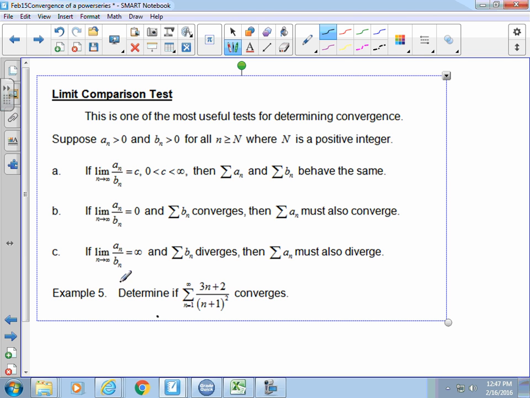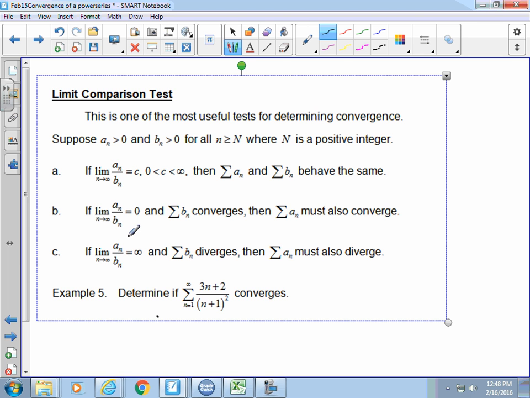Similarly, do you see the similarities between this and the direct comparison test? Similarly, if this limit goes to infinity, now what does that mean again? Think polynomials for a moment. When does that happen? The top was bigger. At some point the top took over and took you to infinity, right? So if the top is bigger and the bottom diverges, then the top would also have to diverge because it's bigger. This is very similar to what the direct comparison test says.